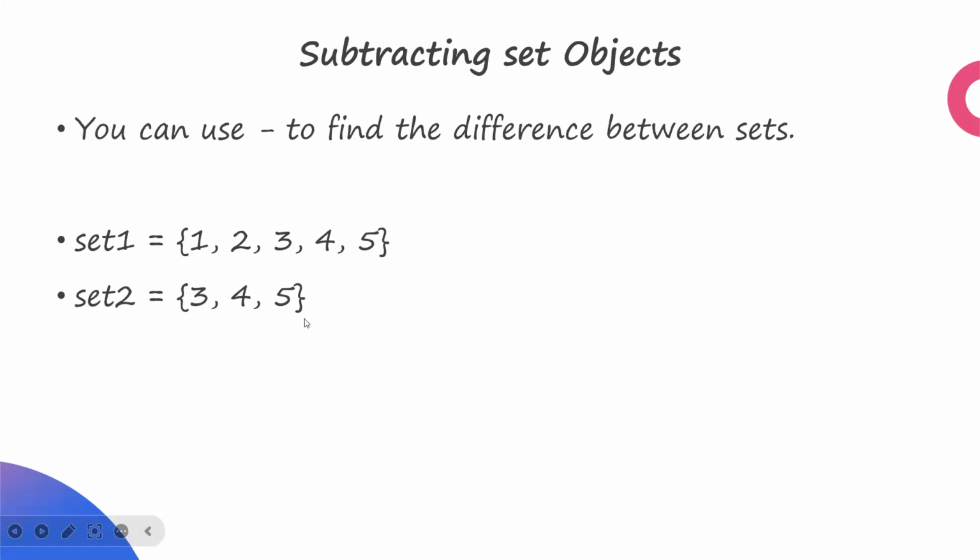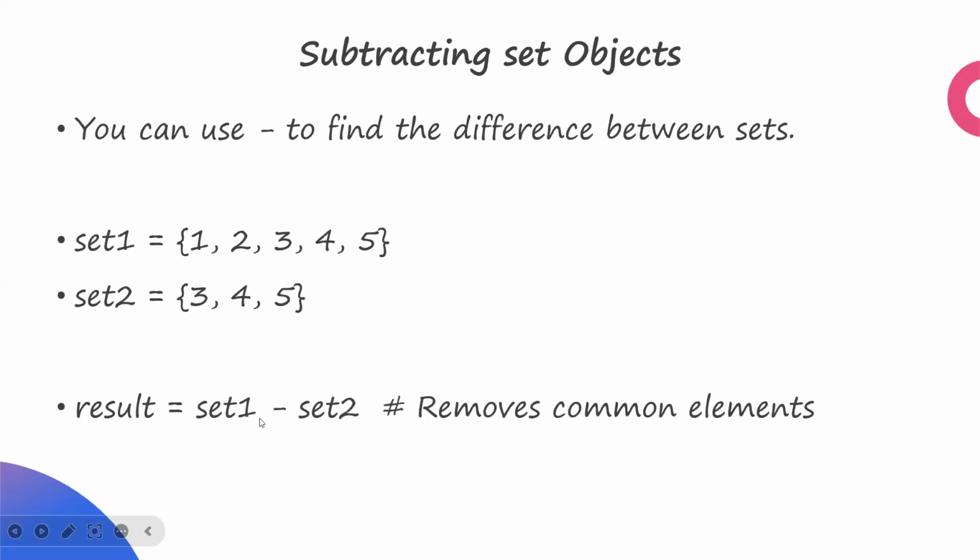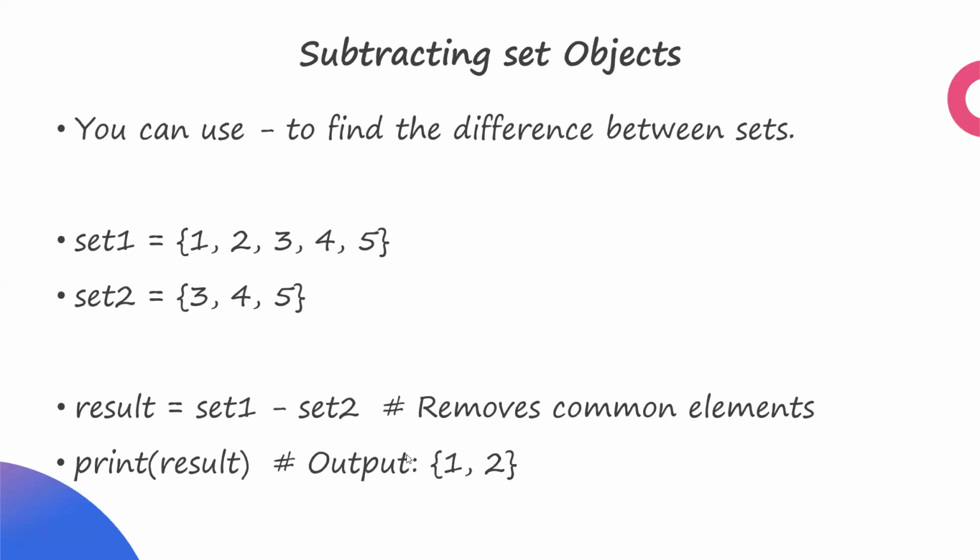So if you want to get the difference between these two sets, you can. If you see, set 2 does not contain 1 and 2, but it contains 3, 4, 5. So the difference here is what they don't have in common. When you say set 1 minus set 2, you're going to get the difference. Set 2 does not have 1 and 2, so of course you're going to get 1 and 2.